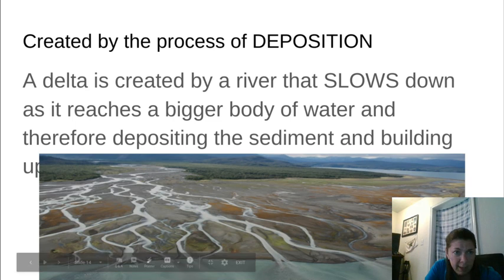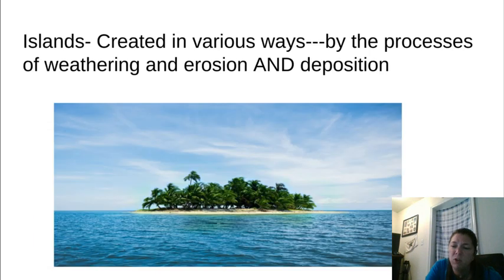Okay. Again, a delta is created by a river that slows down as it reaches the bigger body of water, and therefore that sediment gets dropped off. Okay. And the last little landforms I think we're going to talk about real quick are islands. And islands are created in various ways.